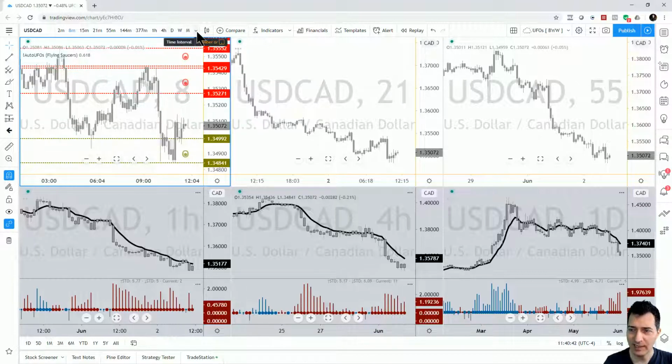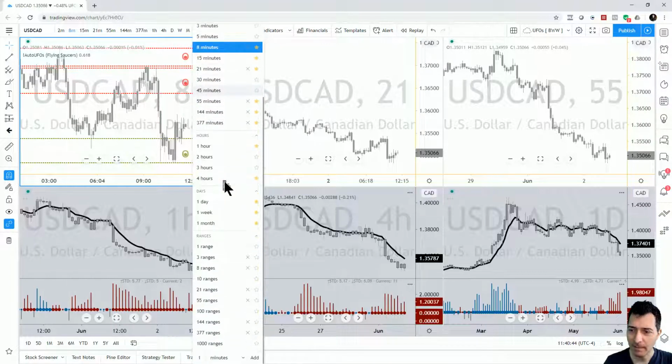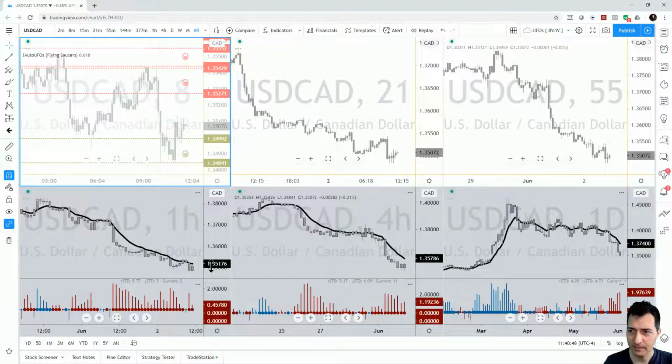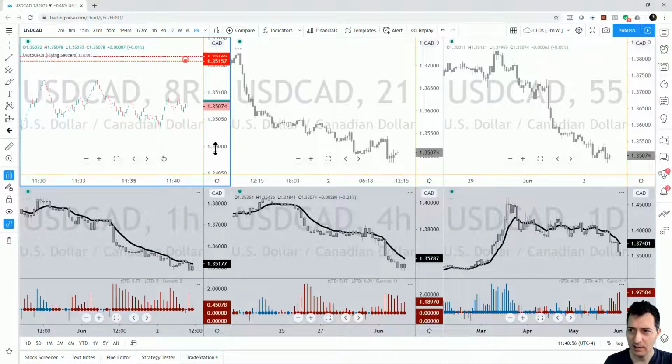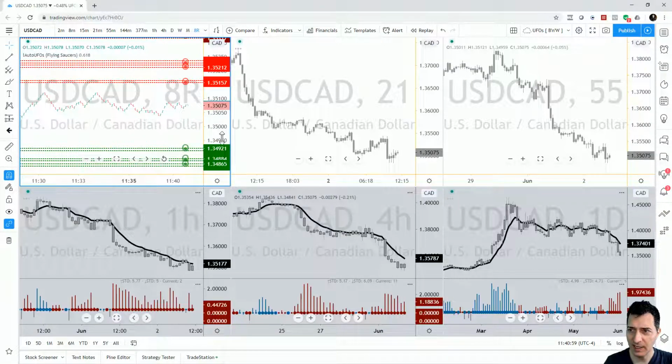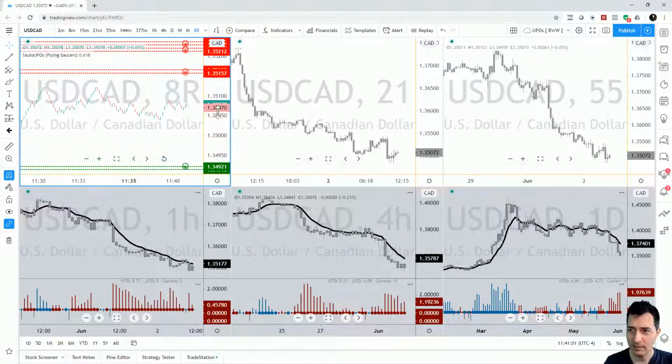I'm going to check not only the 8-minute time frame, I'm going to check the 8 range time frame to see if now I do have a UFO at that price level. 17. Okay, and we got 15, and then we got 21. We got 15, we got 21, we don't have 17, and therefore no trade for us on this currency.